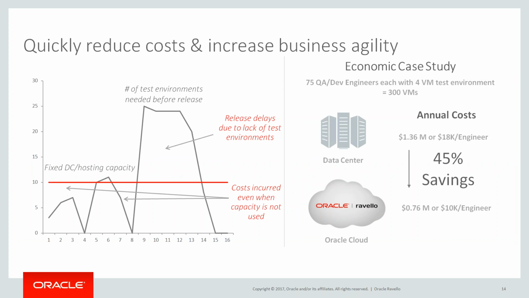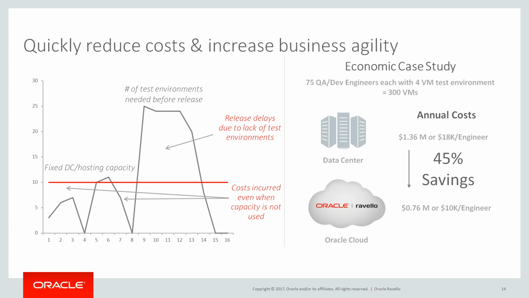Now, this slide just talks about the benefits of running your workload with Ravello in the public cloud. Let's focus on the diagram on the left. What you see is that red line, right? Red line is the fixed capacity that you have in your data center today, right? Red is you have 10 servers, for example, right?